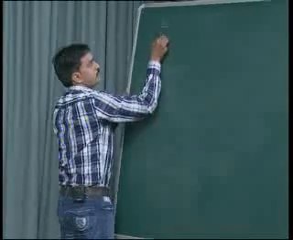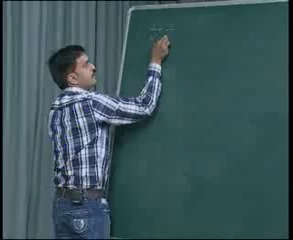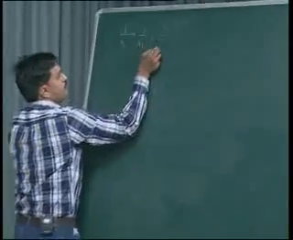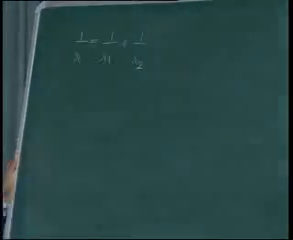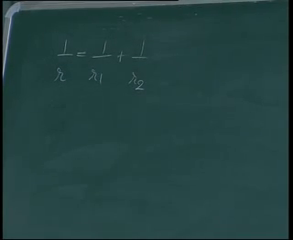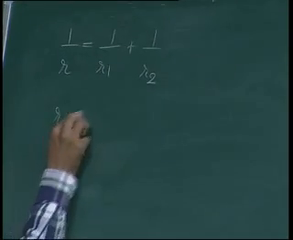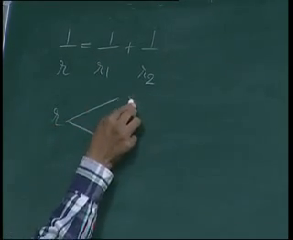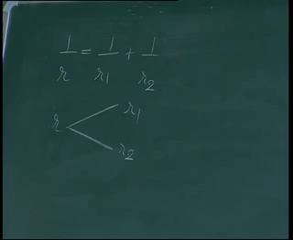The formula is 1 by R is equal to 1 upon R1 plus 1 upon R2. This is the formula for finding resistance R, where R1 and R2 are given. Means according to this, R is a function of R1 and R2.